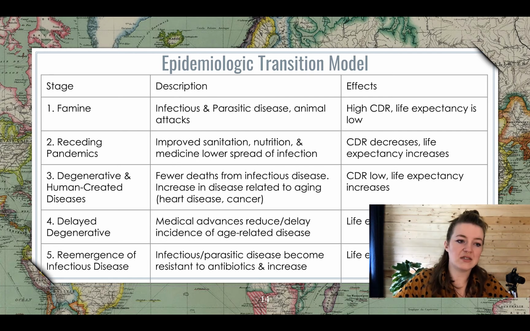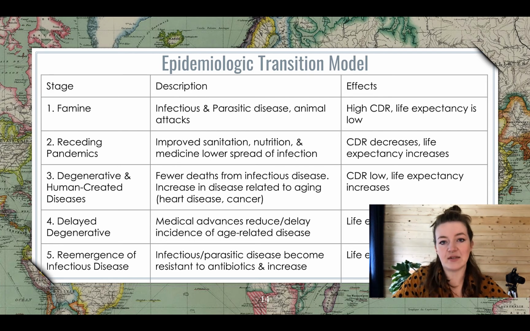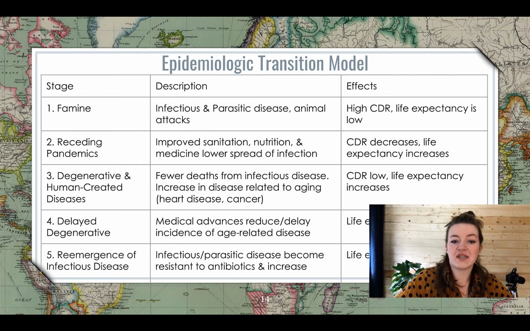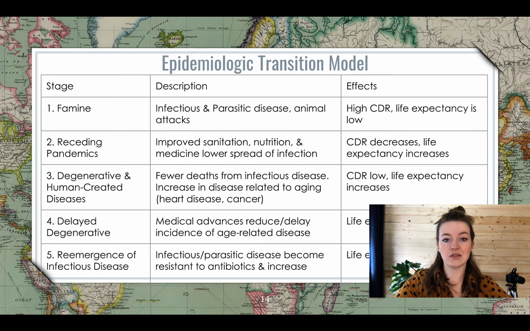The second stage is the stage of receding pandemics, so pandemics that are kind of starting to die back. We have improved sanitation, nutrition, and medicine that lower the spread of infection. One of the big things here is that we start eating more salt, and while salt is bad in high quantities, it is necessary for life. The effects are that the CDR decreases and life expectancy increases.